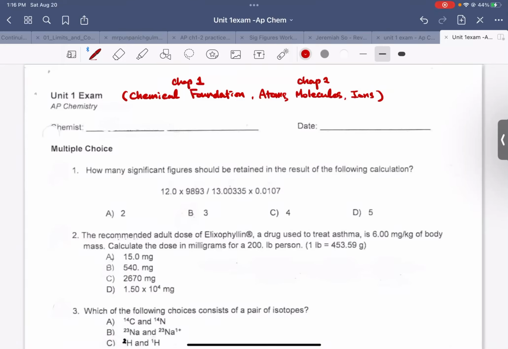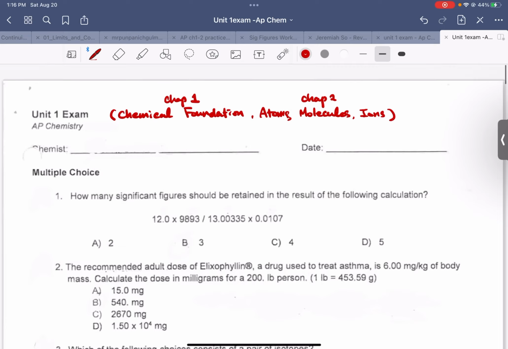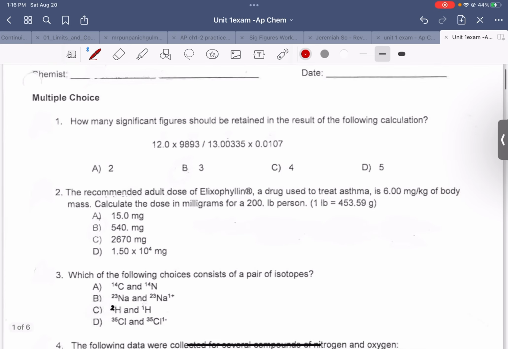This is a practice exam for Unit 1. This test contains Chapter 1 and Chapter 2 in AP Chemistry. The content is chemical foundations and atoms, molecules, and ions. Okay. Number 1. I split this test into two videos. One is multiple choice, and the other one is free response. So let's do multiple choice.